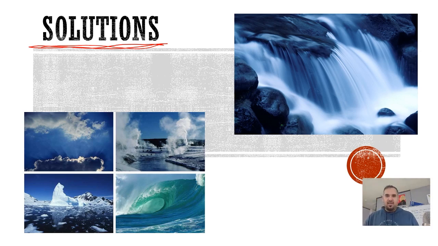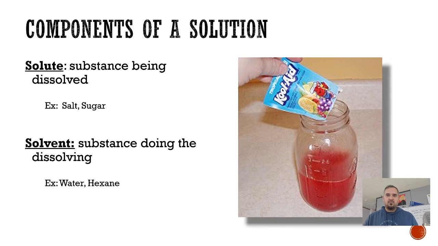All right, so let's go ahead and move on. So what is a solution? A solution is made of two things. It's going to have a solute, and then it's going to have a solvent. The solute is going to be the substance being dissolved. In this case right here, it's going to be the Kool-Aid. The Kool-Aid is your solute.